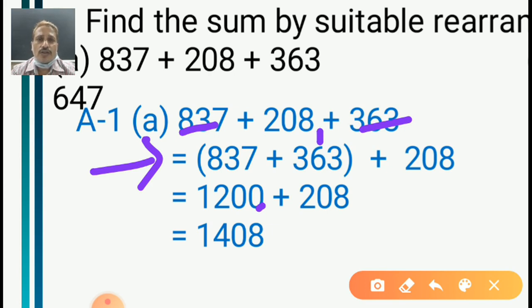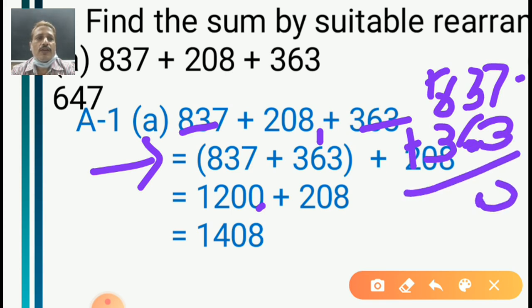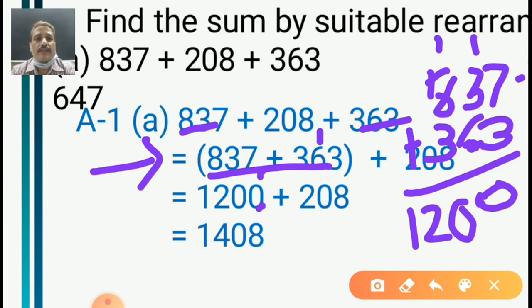Students, now you can do the horizontal addition. Yes, some students have a doubt, they can do it this way also, no problem, in rough work. 837 plus 363. Yes, student, very good. Now 0, 1 is carryover, 1 plus 3, 4, 4 plus 6, 10, 10 is 0, 1 is carryover, 8 plus 1, 9, 9 plus 3, yes, 12. So the answer is 1200. Is it here? Yes, that's 1200.